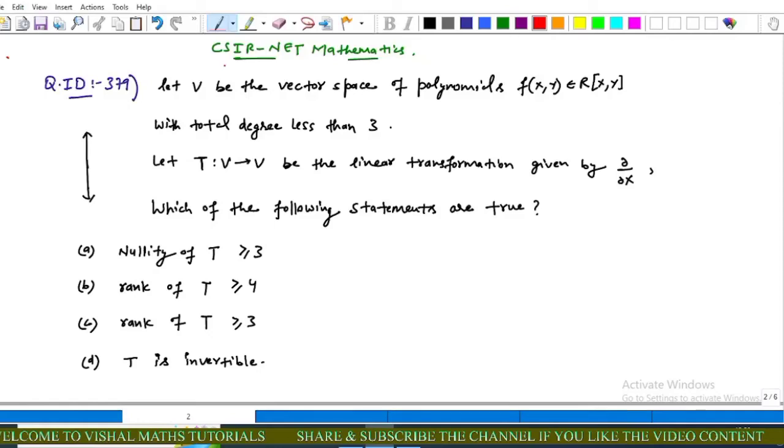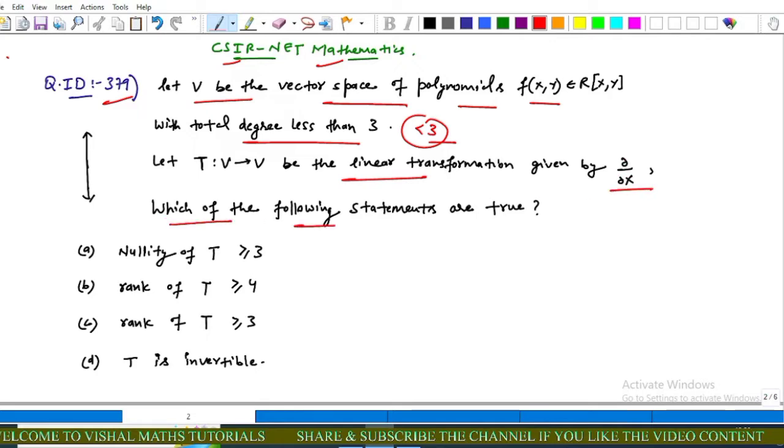In this video we will discuss the question of CSIR-NET, and the question ID is 379. Question is, let V be a vector space of polynomials f(x, y) belonging to R[x, y] with total degree less than 3. Note this point, that is total degree less than 3, and let T: V to V be a linear transformation given by T = ∂/∂x. And the question is, which of the following statements are correct?